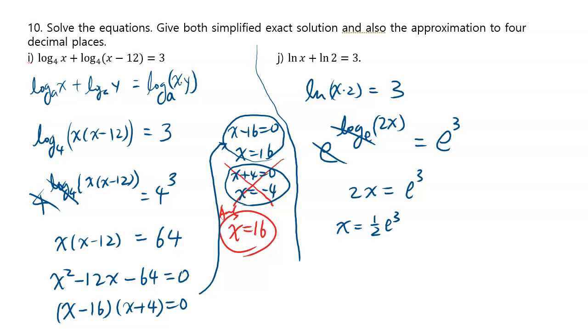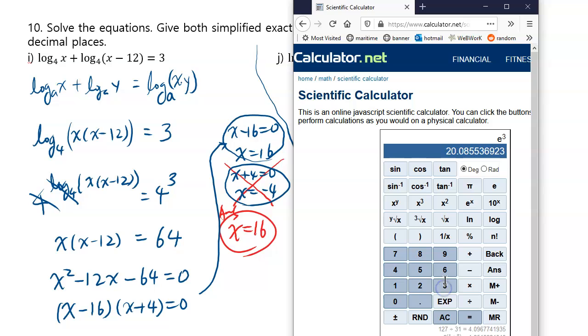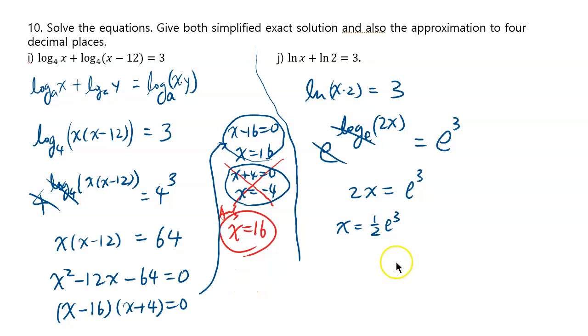To get an approximate solution, it will be e to the 3 power. We already did that before, right? But you have to divide that by 2. So that will be 10.04. So approximately this will be 10.04.